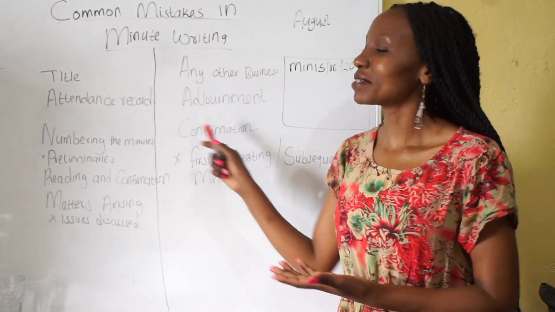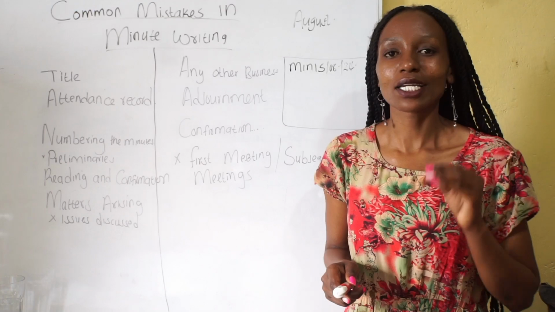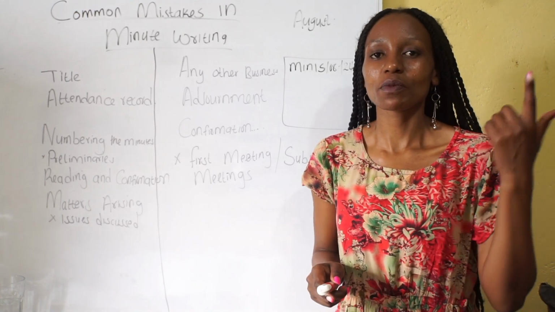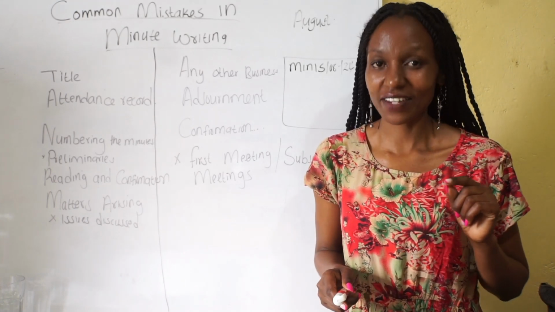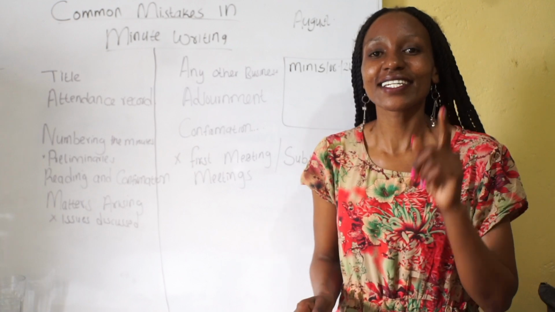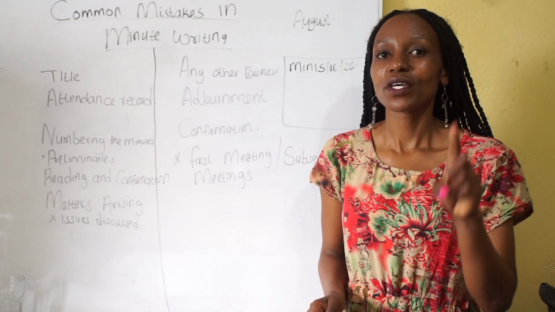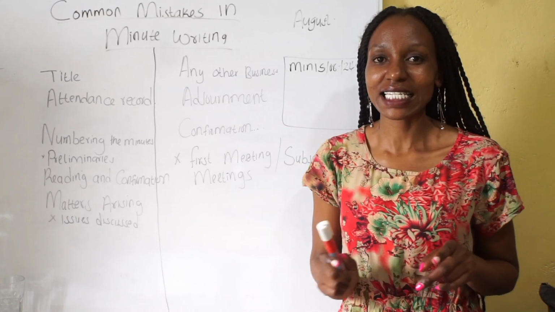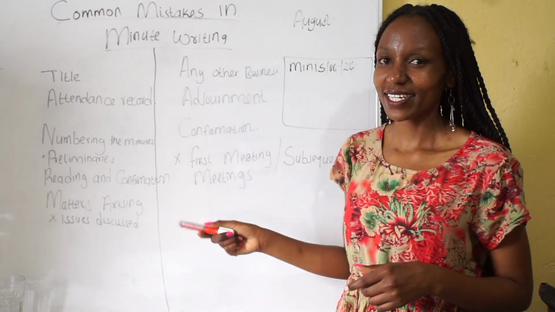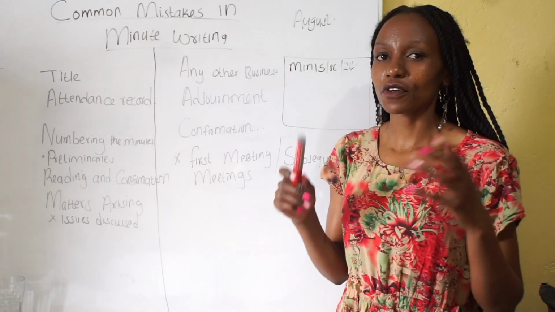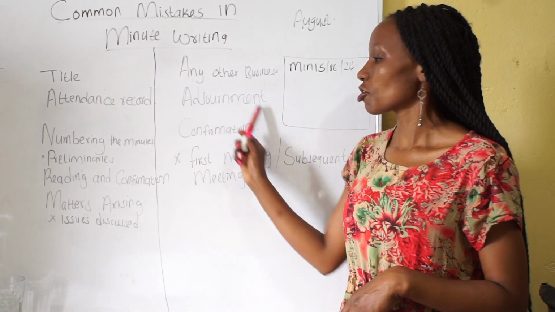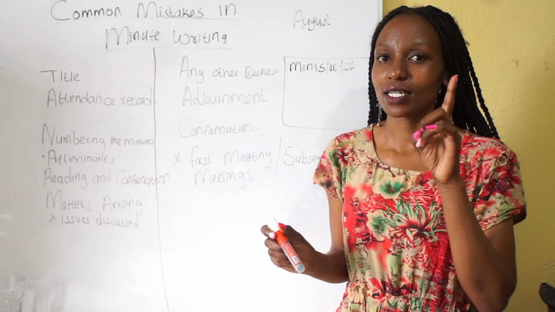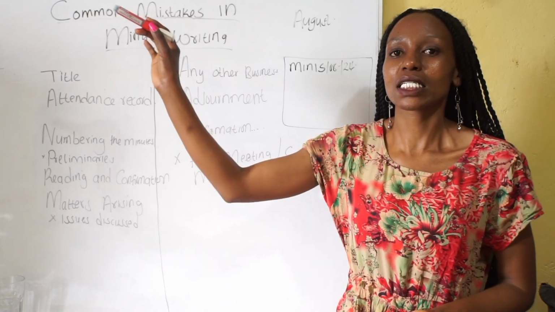And then any other business. These are issues that are not in the agenda. Even if the question has not stated any other business, you are supposed to be creative and give any other issues that were not in the agenda. And remember to always number. You can have at least two any other businesses. The adjournment, that one is simple. You can check it from my sample minutes. And then confirmation. In the confirmation, don't sign those minutes because they are going to be signed in the next meeting.